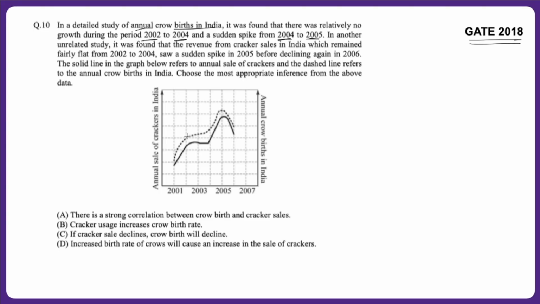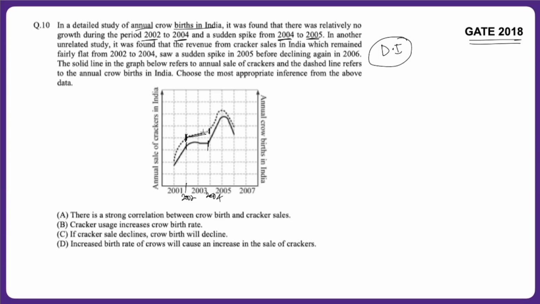So you can see the region from 2002 to 2004, both the things, either crow birth or your cracker revenue, both are not changing as much. So logically if you think, you will see, oh, what is the relationship between crow birth and cracker? So that's where they want to play with your mind. The question is based upon data interpretation. So what you have to do is you have to interpret the data. That's it. Data interpretation. That's all. You don't have to apply logic and all in this. Okay. So you have to interpret the data.